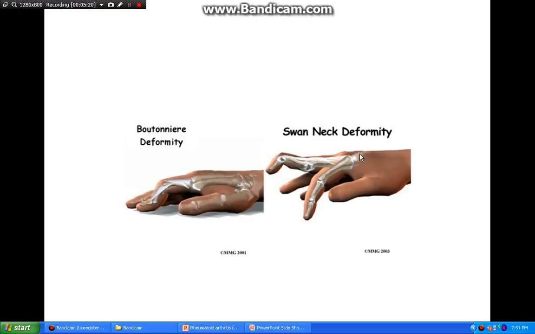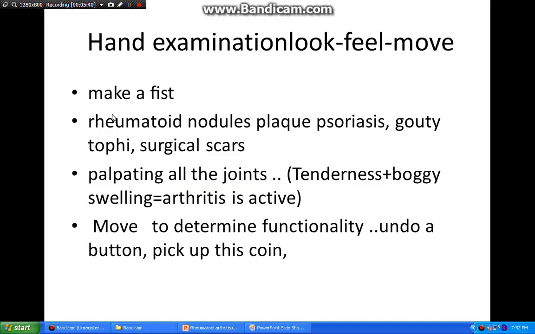Here we can see another deformity, that we call the swan neck deformity. Here it is not flexion but extension. At the proximal interphalangeal joint there is extension, but the distal is flexion. So this is the difference. This is called the swan neck. It is flexed, it is extended, right? Okay, thank you.